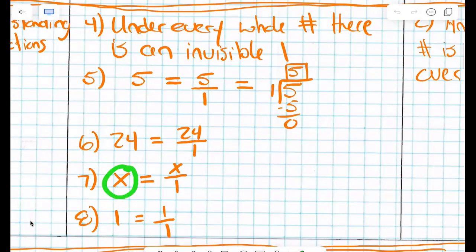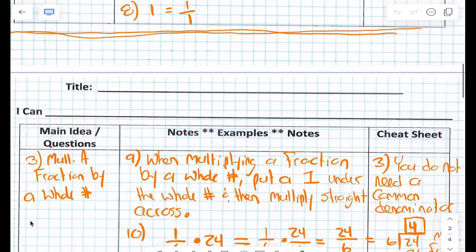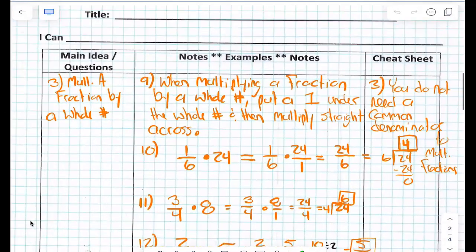What about if I have a variable, like the variable x? Same thing. You can still put it over 1, right? And the reason we learn that is because when you're multiplying a fraction by a whole number, we want you to change that whole number into a fraction. You just put a 1 underneath it, and then after that, you just multiply straight across.